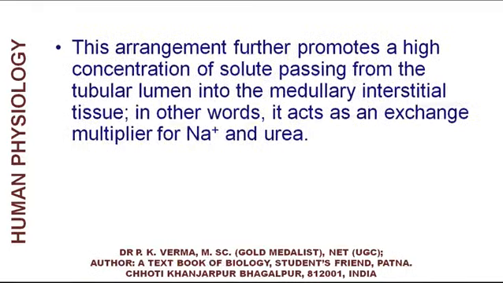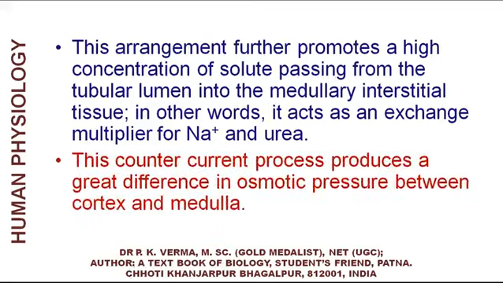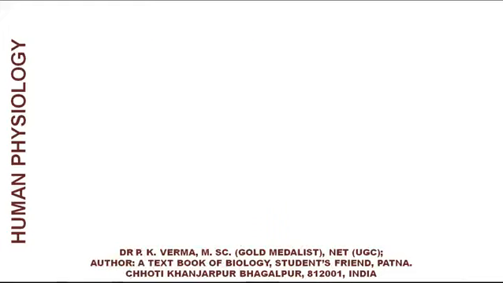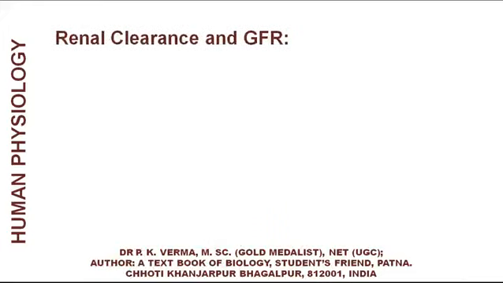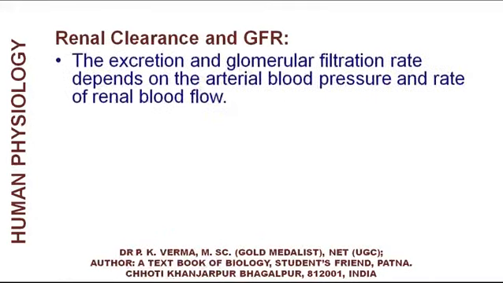This arrangement further promotes a high concentration of solute passing from the tubular lumen into the medullary interstitial tissue. In other words, it acts as an exchange multiplier for sodium and urea. This countercurrent process produces a greater difference in osmotic pressure between cortex and medulla. Now, if you want to measure the renal clearance and GFR, you have to do some experimentation.